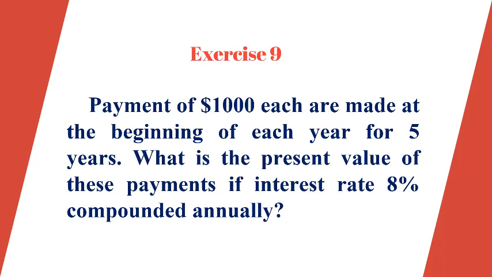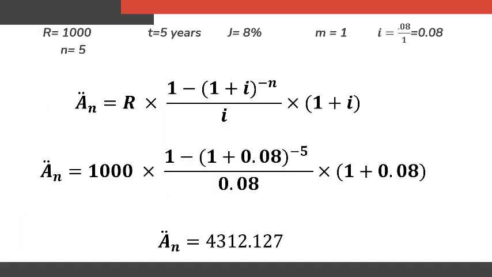Exercise number 9. Payments of $1,000 each are made at the beginning of each year for 5 years. What is the present value of these payments if the interest rate is 8% compounded annually? In this exercise, he asked for the present value. The formula for the present value, A double dot N equals R times (1 minus 1 plus I to the power of negative N) over I, times (1 plus I).